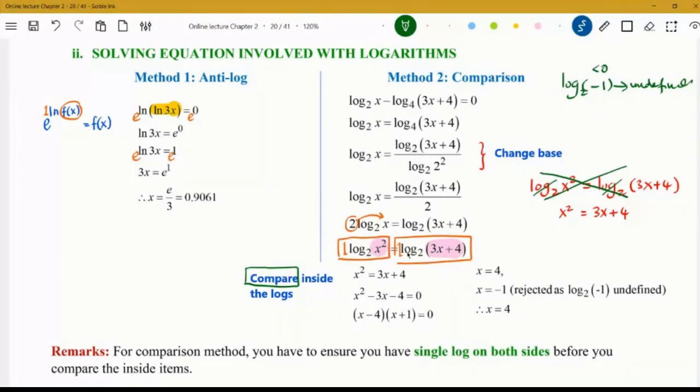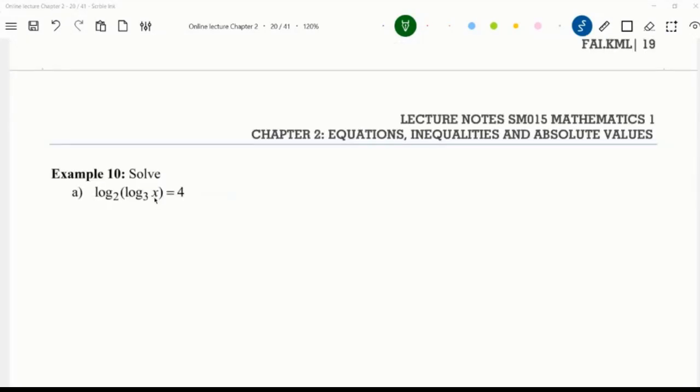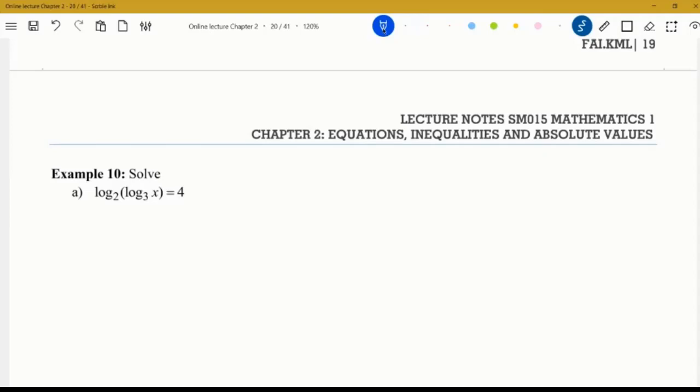We have two methods, either anti-log ataupun comparison. Okay, so we can move to example 10, where part A is solving log 3x base 2 equal to 4. We want to make x the subject, so we will anti-log this equation. Kalau daripada log nak jadi index, kita akan gunakan method kacang. So we have 2 power of 4 equal to 3x. Ataupun saya tukar position dia adalah log x base 3 equal to 16.